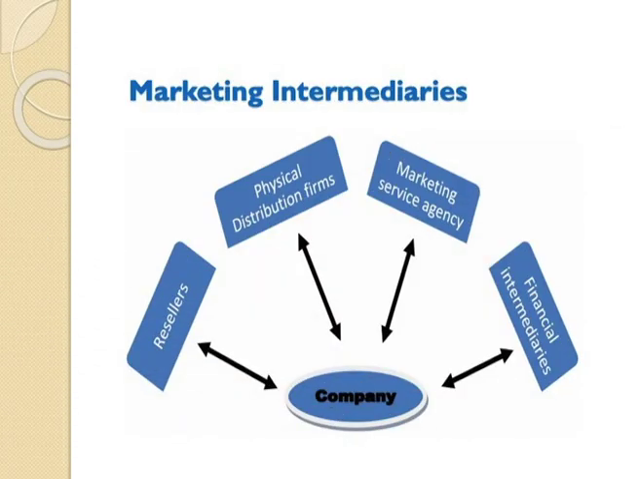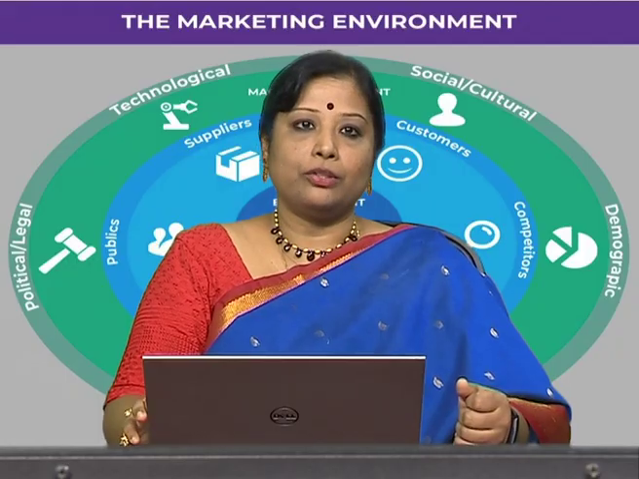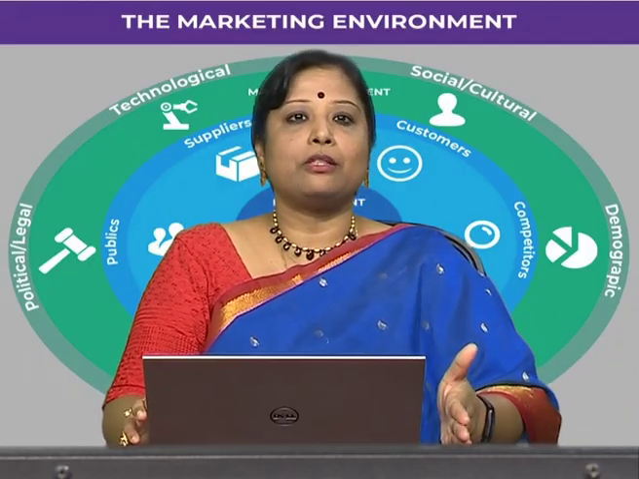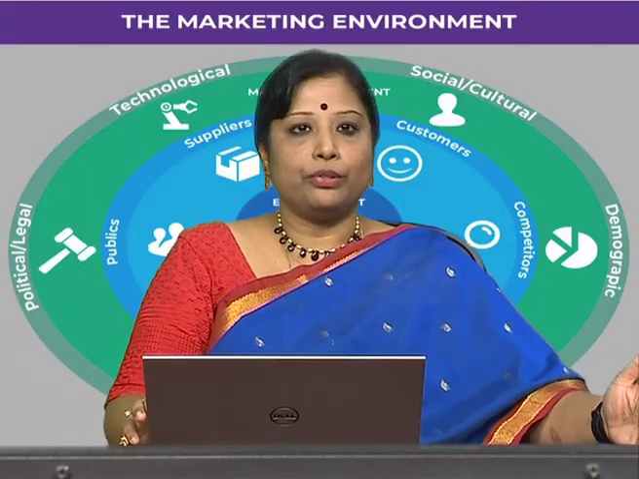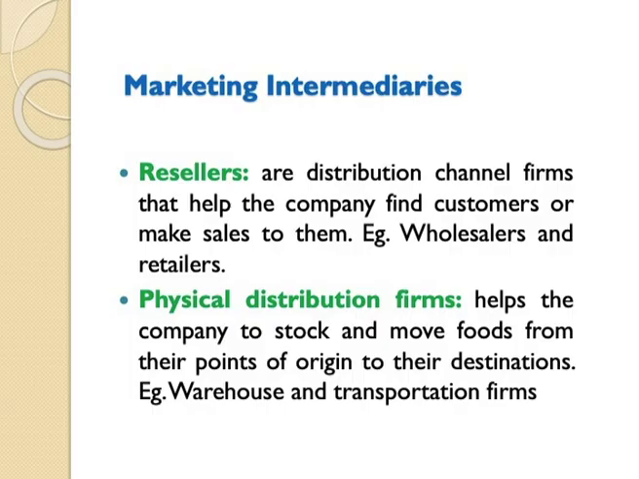The second marketing intermediary, my dear students, are physical distribution firms, which help the marketing managers to move the goods from the place of production to the place of consumption, that is from the producer to the consumer. Physical distribution firms help the company to stock and move goods from their point of origin to their destination. Examples are warehousing firms and transportation firms.